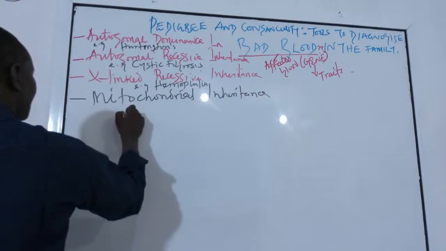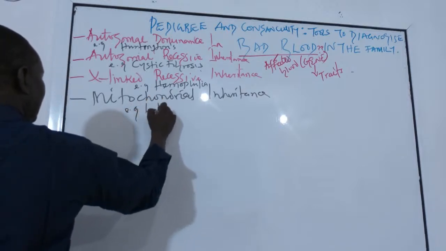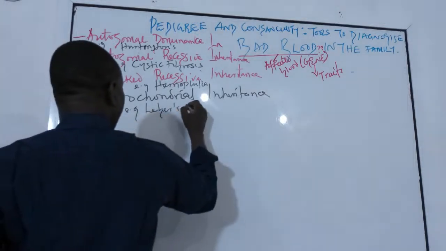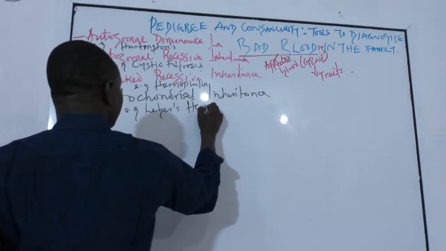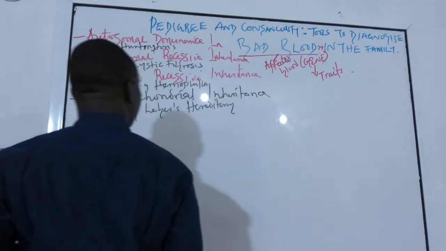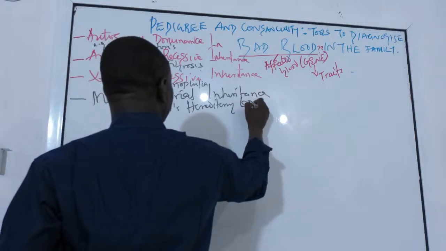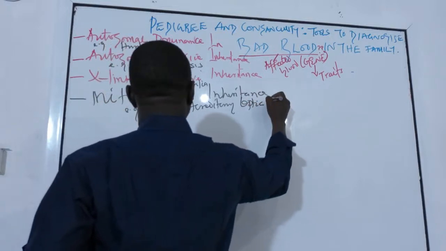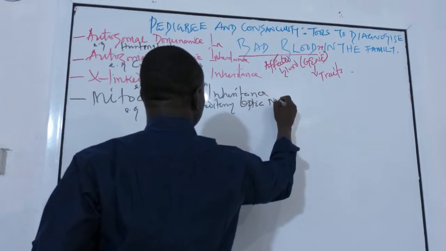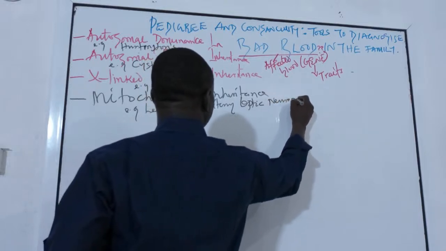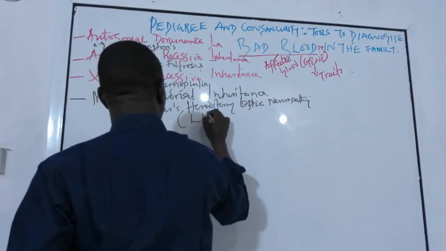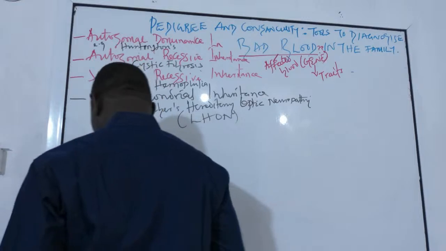So then the last one is called Leber's hereditary optic neuropathy. Okay, and the short form is LHON.